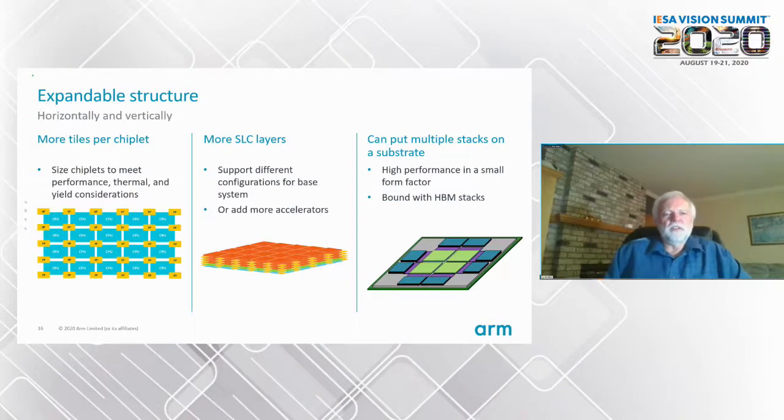Now, with this kind of a system, it's expandable in different directions. So what we can do now is we can say, we could put more tiles on there. So we could build a bigger chiplet by just adding more of these tiles. And that allows us to size the object to meet whatever performance, thermal, yield considerations we have.